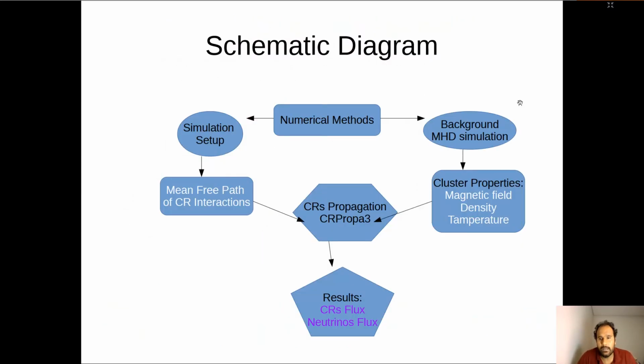This is my work scheme. We are using a background MHD simulation from which we get the magnetic field, density field and temperature, and we are also considering cosmic ray interactions. For that we have to derive the mean free path of cosmic ray interactions to see which ones are relevant. We consider all the relevant cosmic ray interactions and implement them in CRPropa, and derive our fluxes of cosmic rays and neutrinos.